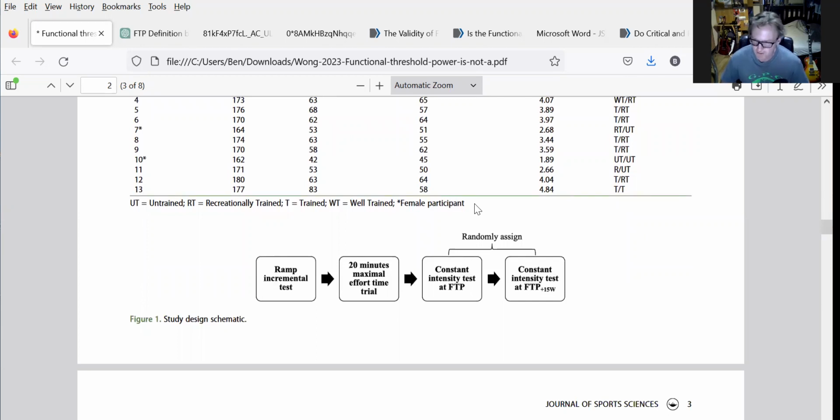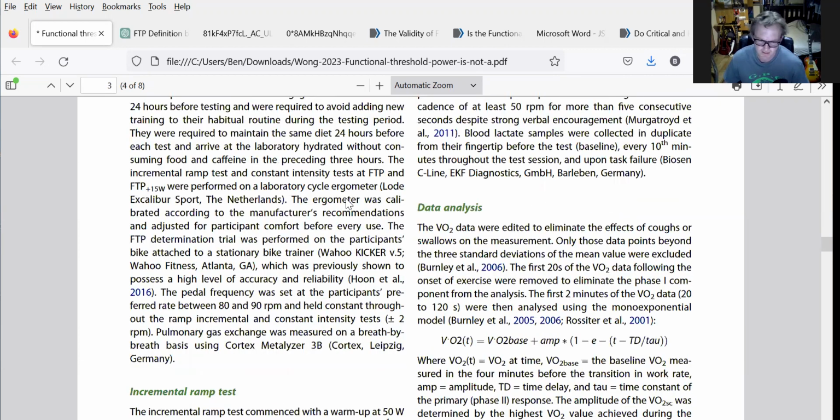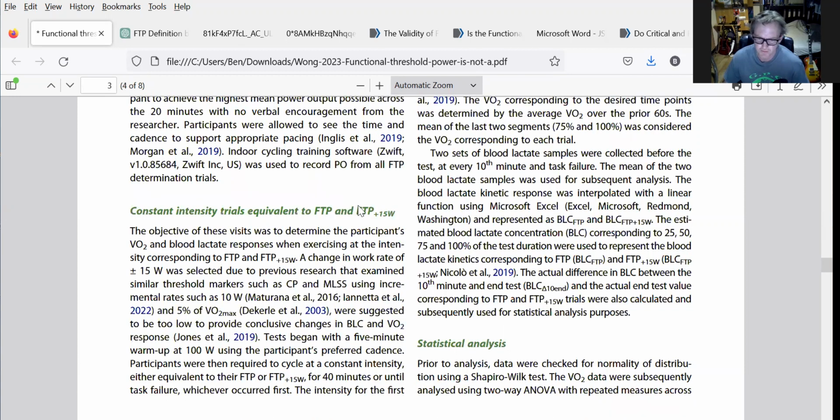There are similarities between the test and when I do my VO2 max. I actually just use the TrainerRoad ramp test. It gets you to the same spot, but there are differences. They then did a 20-minute maximal effort time trial, which was the FTP test. They also did a test at 15 watts above FTP as well, which is fascinating, and we'll get into that for reasons in a little bit.